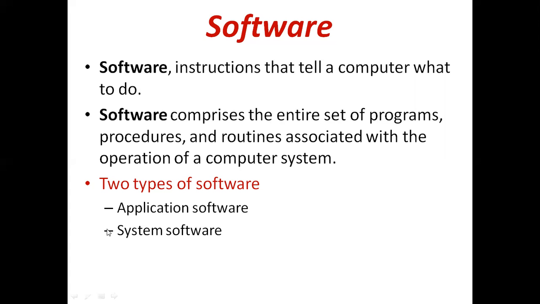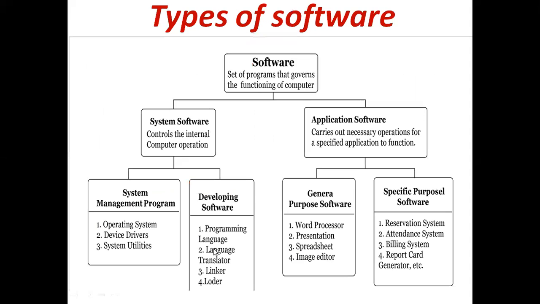There are two types of software: application software and system software. Software is nothing but a set of programs that governs the functioning of the computer. So in software we are having two types: system software and application software. System software will control the internal computer operations. Application software is specifically developed for particular applications, right? It carries out the necessary operations of a specified application to function.